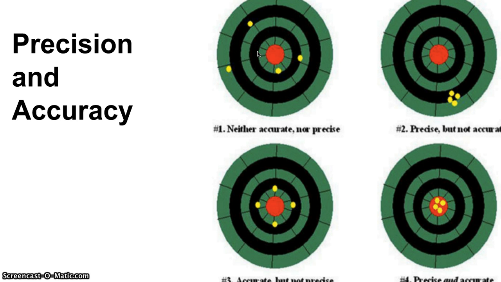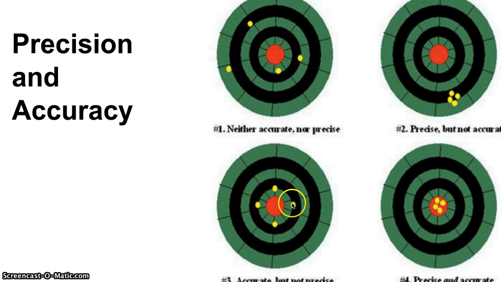Precision relates to how closely clustered the points are. Here, the points are not clustered closely. So these results are not accurate because they don't average to the bullseye, and they're not precise because they're not clustered closely. Here, the results are clustered closely, so the final result is really quite precise. But the average of these darts is about here, in the middle. That's nowhere near the bullseye, so the results are not accurate.